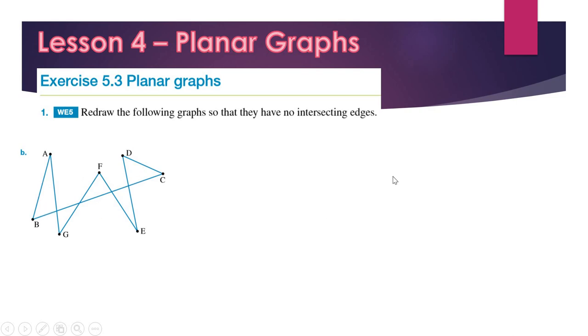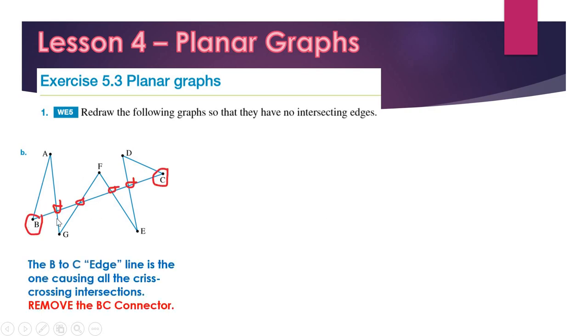So here we go. This looks really bad, but if we have a close look at it, the thing that's causing all the trouble is this B to C connection. Everything else is okay, actually. It's just this B to C. As soon as we draw in that B to C connection, bang, bang, bang, bang.